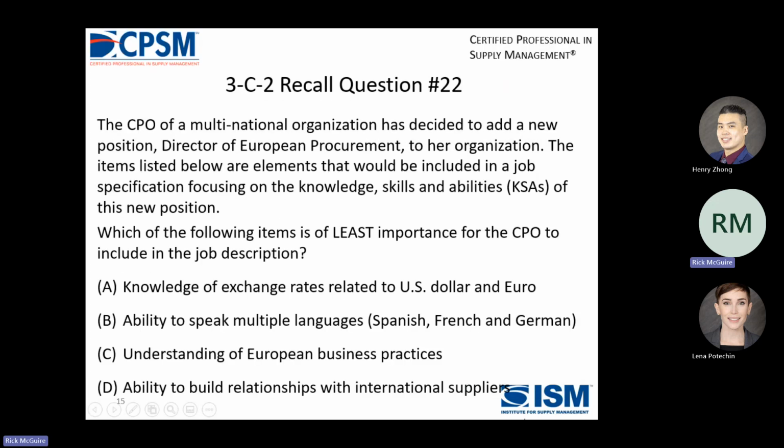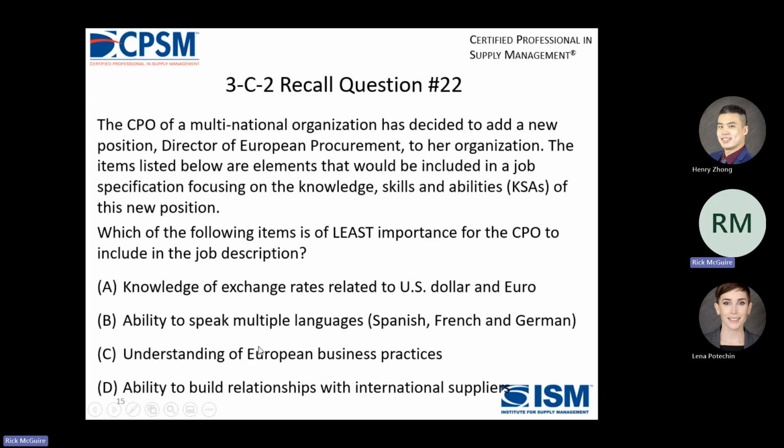All right. The CPO of a multinational organization has decided to add a new position, Director of European Procurement, to her organization. The items listed below are elements that would be included in a job specification, focusing on the knowledge, skills, and abilities of the new position. Which of the following is of least importance for the CPO to include in the job description? Director of European Procurement. And I remember this question and I don't like it at all, but I'll let you guys work through it. Yeah, because they all look good.